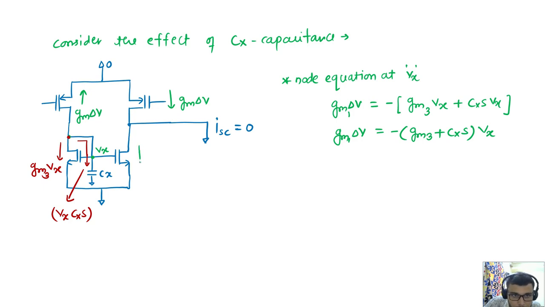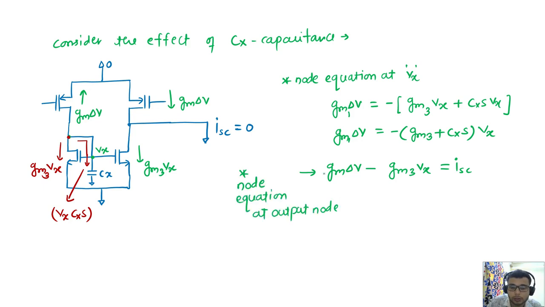Which current is actually copying here? Gm3 Vx is copying here. So overall at the output node, gm del B coming from the top side minus Gm3 Vx, because whatever current is there in device 3 is only copying here. So gm del B minus Gm3 Vx is equal to ISC, and this is equal to 0.